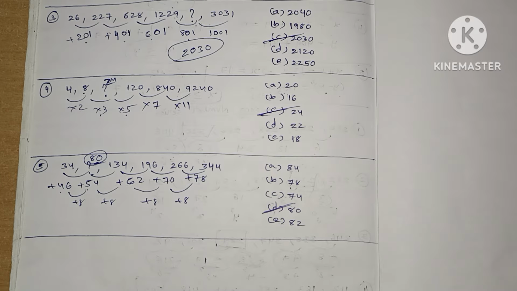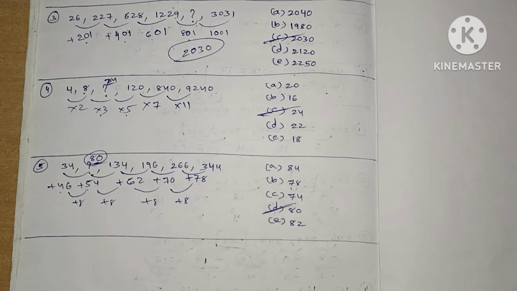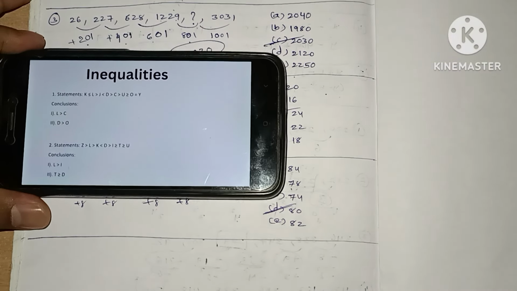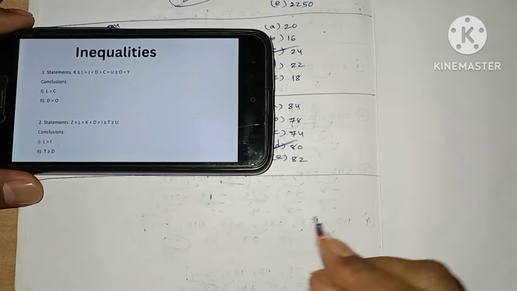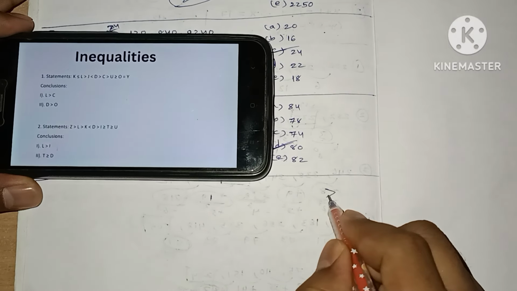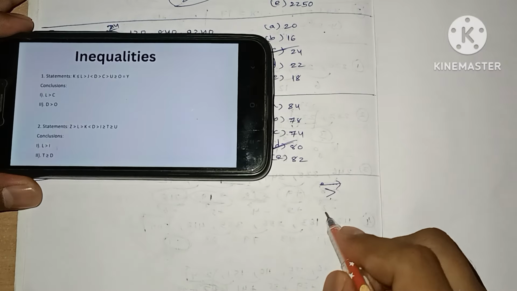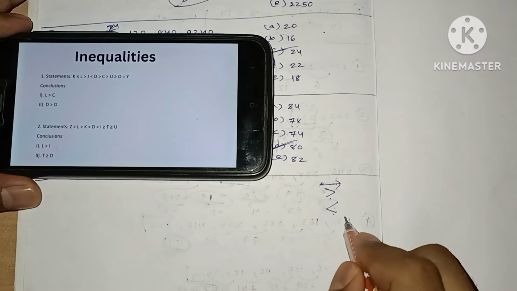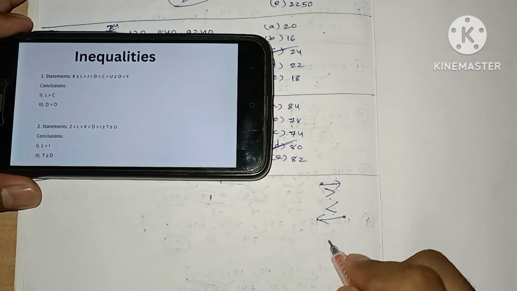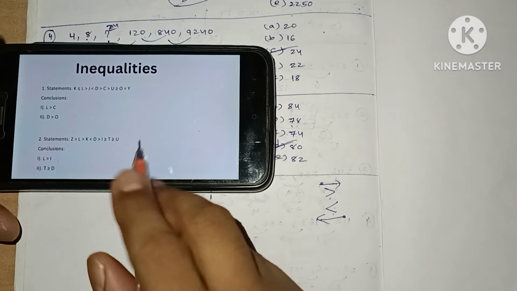Now we are going to see inequalities. Before starting that, we follow the method called the flow method. If we see a symbol like this, we say that the flow is from this side to this side. If we see a symbol like this, the flow is from this side to this side. Let's understand through the questions directly.